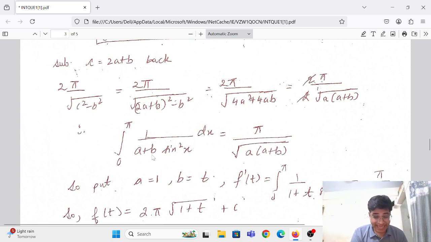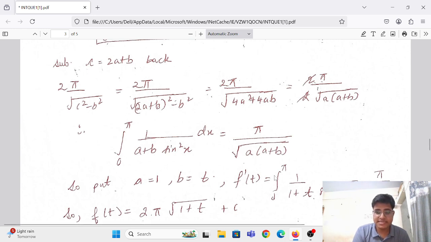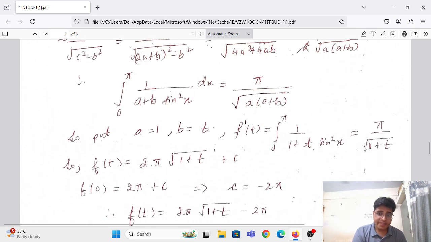Now if we replace a with 1 and b with t, we get f dash of t, which was the integral of 0 to pi 1 over 1 plus t sine squared of x, and this particular integral is pi over root of 1 plus t. Like, just put a to be 1 and b to be t. Got it?